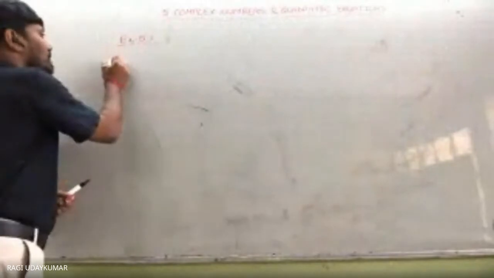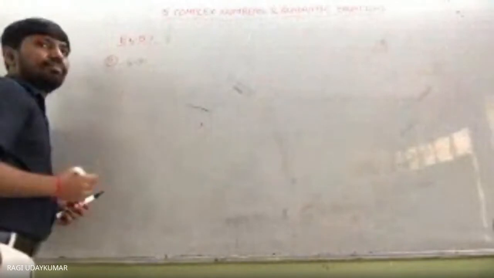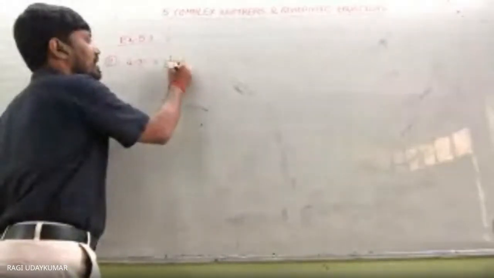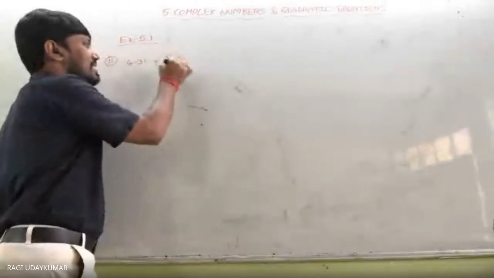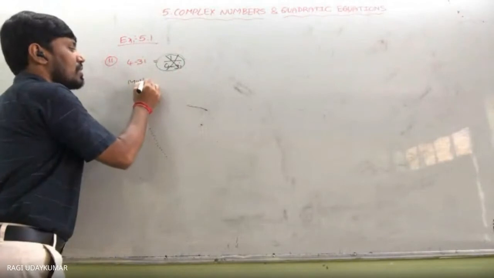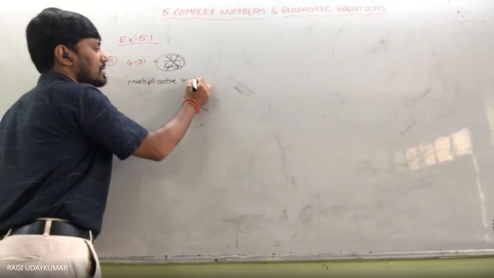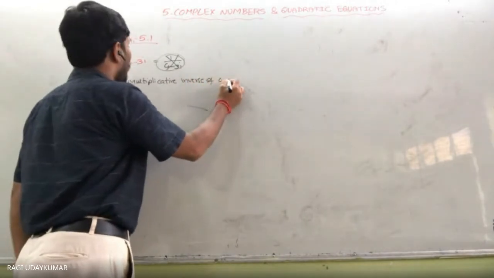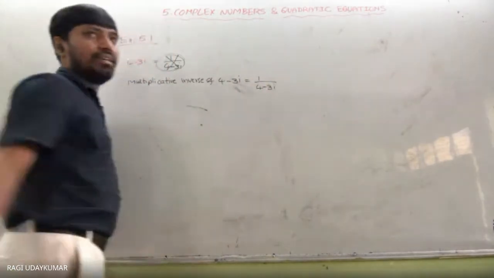Now the 11th question is the multiplicative inverse of 4 minus 3i. Some of the students will write 4 minus 3i is equal to 1 by 4 minus 3i. This is the wrong way of writing. You have to write here: the multiplicative inverse of 4 minus 3i is equal to 1 by 4 minus 3i.